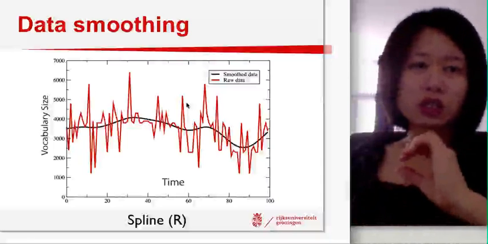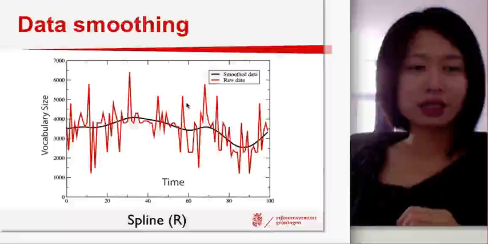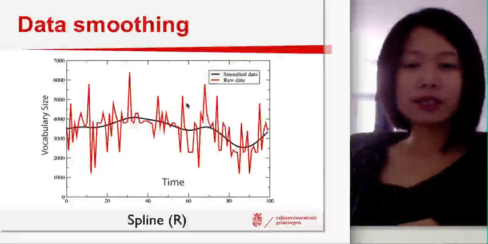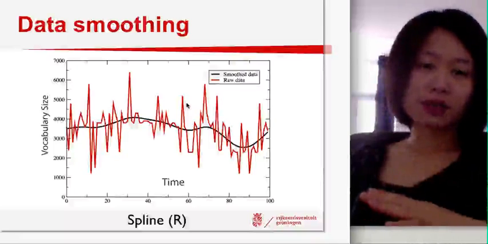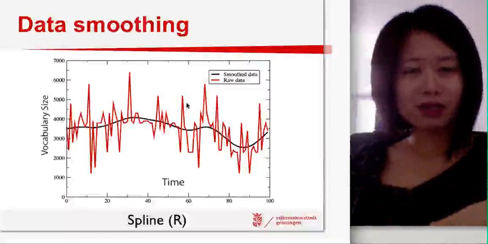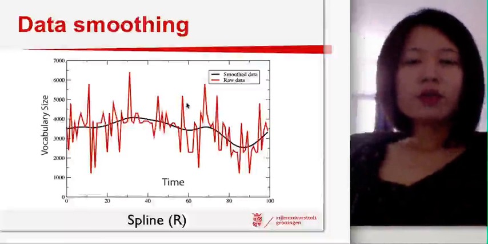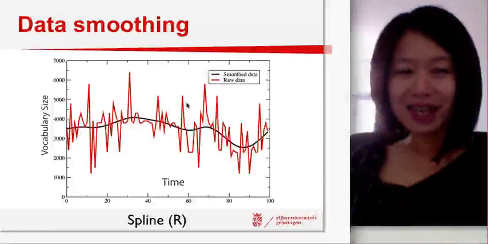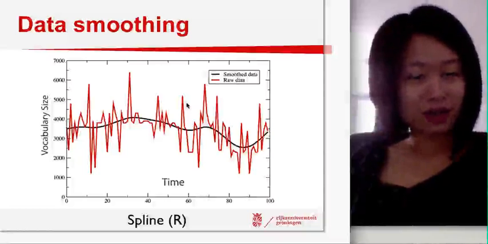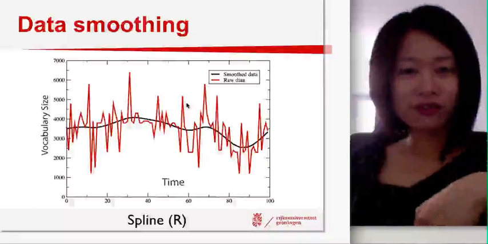A technique which is usually used for removing the local variability from a data set without losing the major information is data smoothing. One technique we use is spline smoothing, which you can carry out in R. And you will get a smooth data line, as the black line represented here. You find it easier to understand the general trajectory of the data.